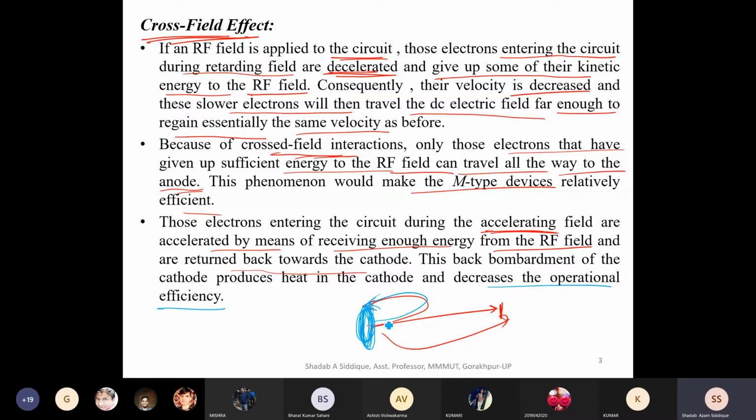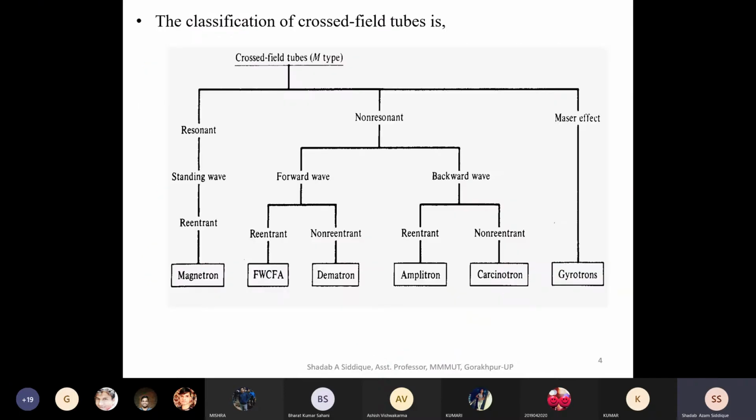When we use this as a heat producer, this phenomenon is used. So we can use these cross-field devices as a heater, as a heating element. When we use them for other applications, this phenomenon is more seen or more used. So this is the classification of cross-field tubes.